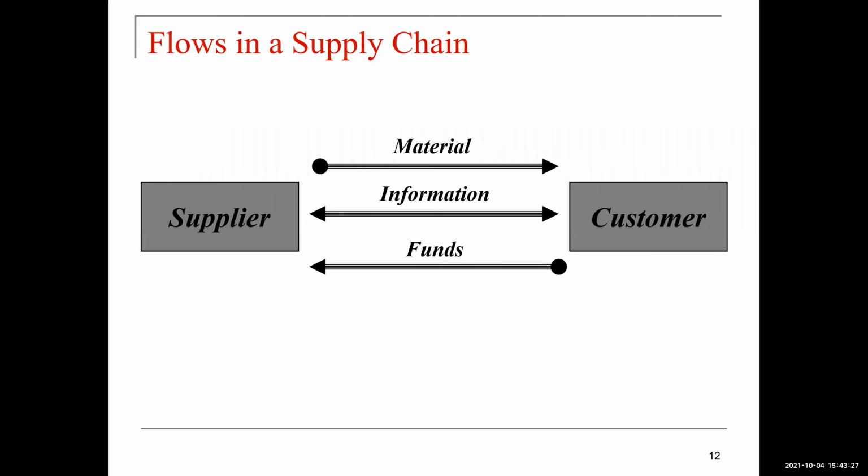So here's some information about the flow in the supply chain. From the supplier to the customer, the material information is going both ways. So I need to understand the customer. The supplier has to provide some type of product associated with those needs. And the customer is the one that funds the operations of the manufacturer or the supplier.